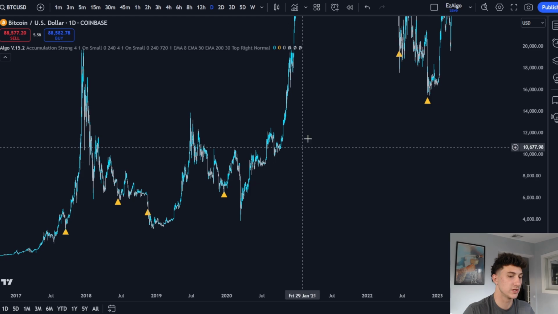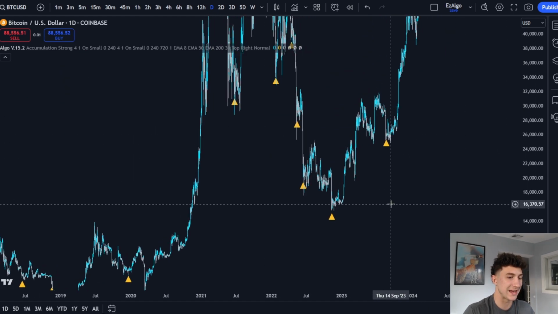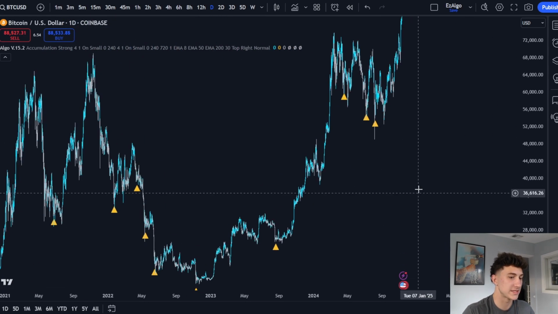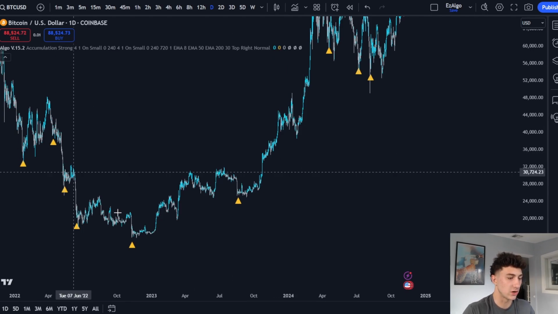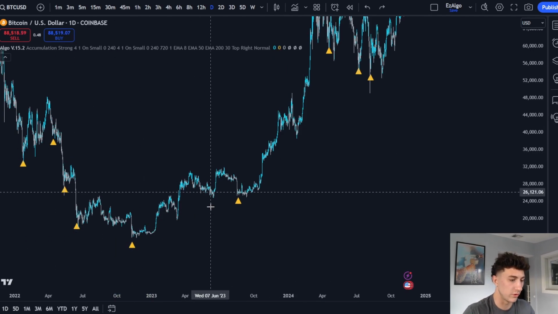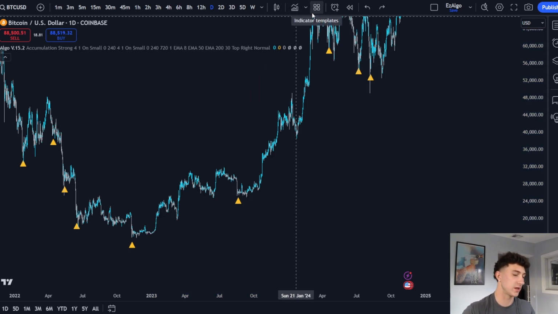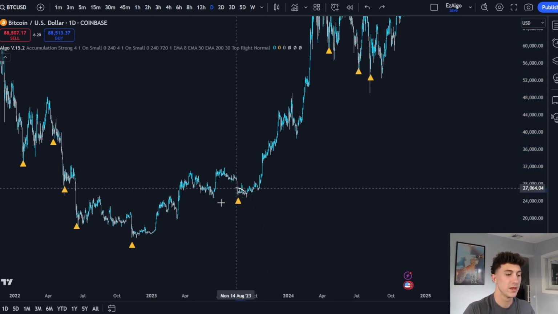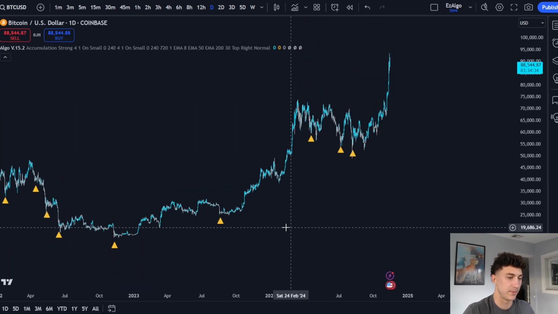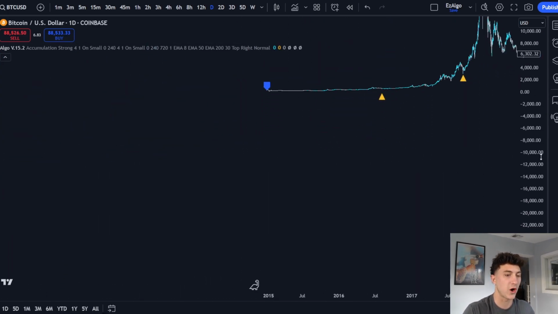Now, another way you could use these signals is whenever you get a daily accumulation buy signal on BTC, you can start looking for positions on altcoins, okay? Because if BTC goes up 10x, altcoins are going to go up 20 to 30x, right? So again, you can use these signals for a variety of different reasons, but we're going to go backtest from as far back as we can.